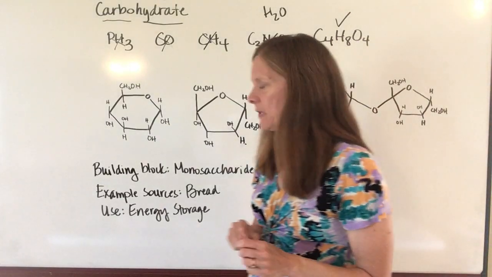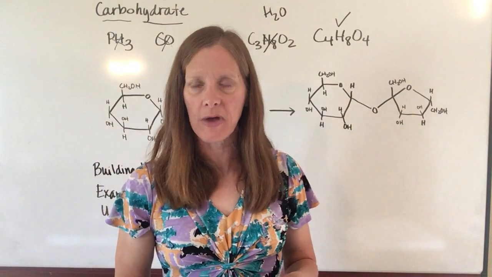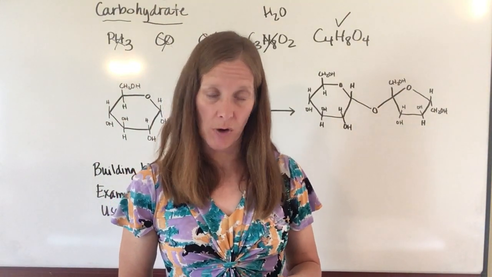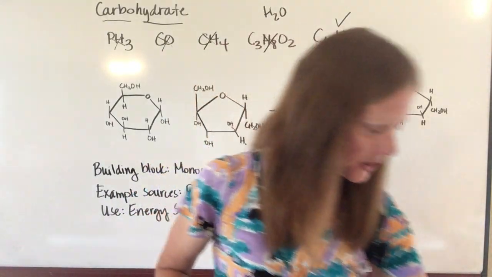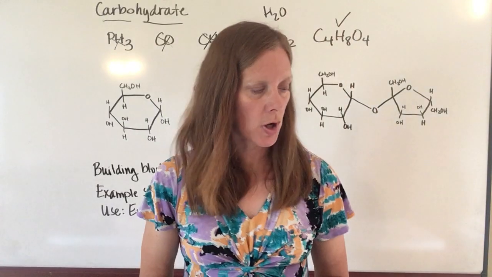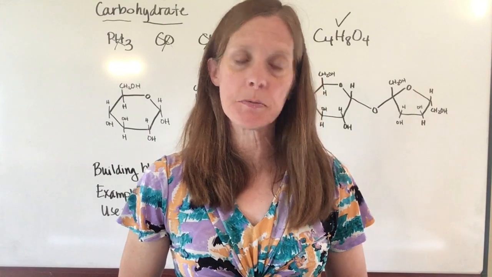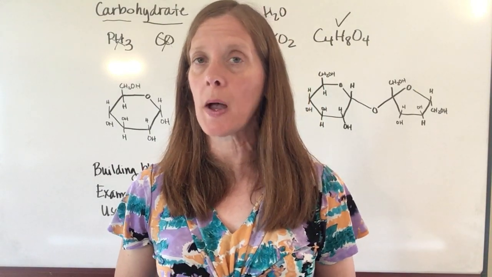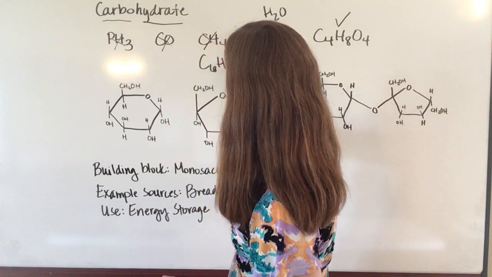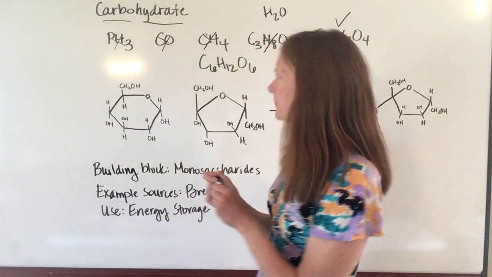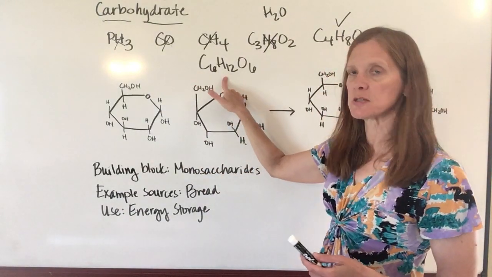Now, the most simple carbohydrate that I have is called a monosaccharide. And on page 60 in your book, she gives you several examples of a very common monosaccharide, which is C6H12O6. So I'll show you that formula here, C6H12O6. And here you can see it has carbon, hydrogen, and oxygen, and there is twice as much hydrogen as there is oxygen.